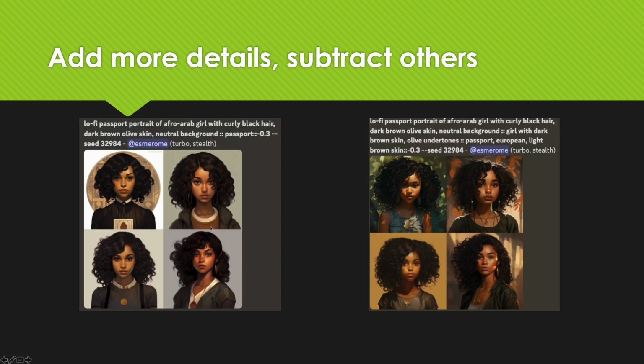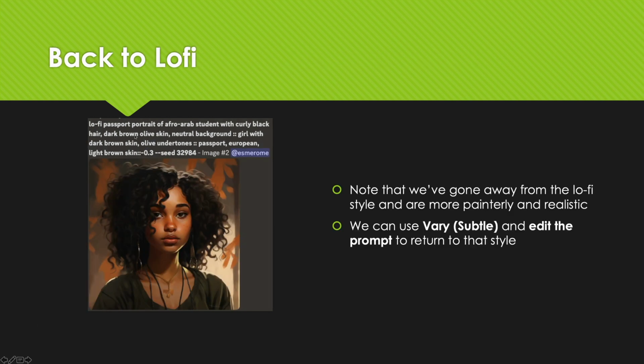But here's another example where you can add more details and subtract others to get closer to the example that you want. So here we have the negative prompt is passport, European, light brown skin, has a weight of negative 0.3, just to make sure that she has darker skin color. And then we can add some more lo-fi. We can say lo-fi passport portrait of Afro-Arab student with curly black hair, dark brown, olive skin, neutral background. And then we have another prompt with girl with dark brown skin, olive undertones. And then the passport European, blah, blah, blah, is a negative prompt.